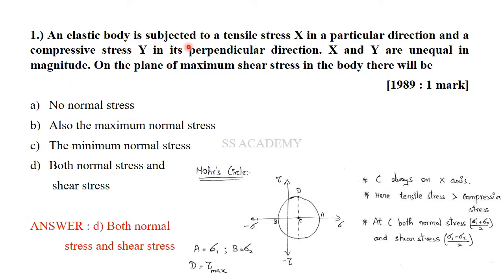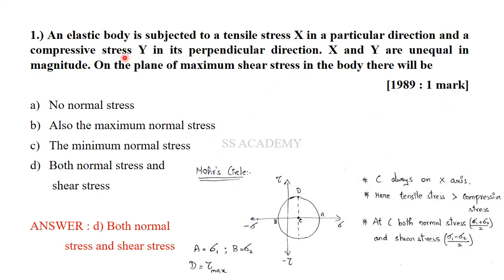An elastic body is subjected to a tensile stress X in a particular direction and a compressive stress Y in its perpendicular direction. X and Y are unequal in magnitude. It can be X greater than Y or Y greater than X. On the plane of maximum shear stress in the body, there will be these are the options given, and this question was asked in the 1989 GATE paper for 1 mark.